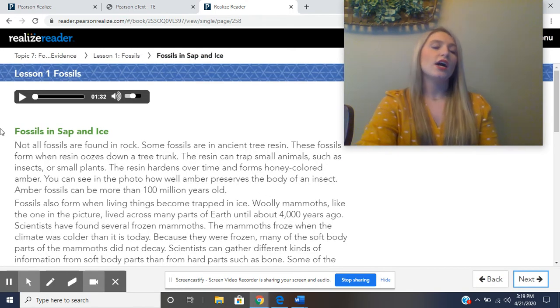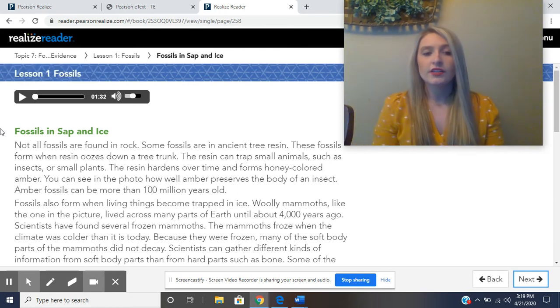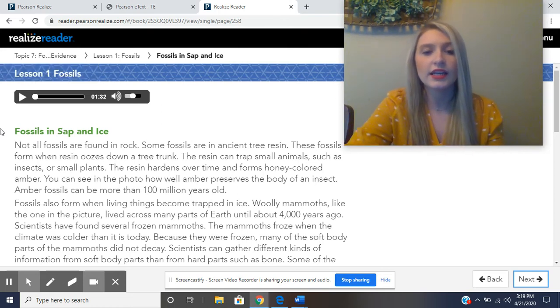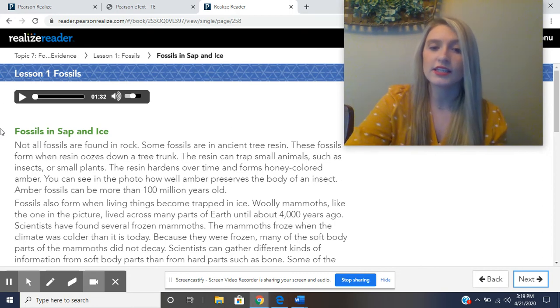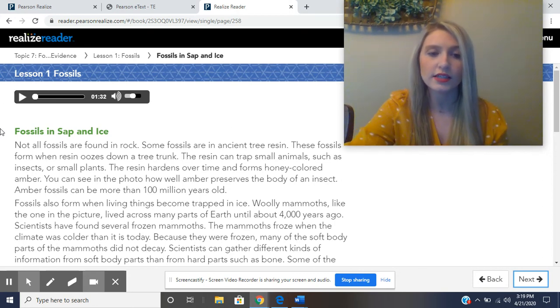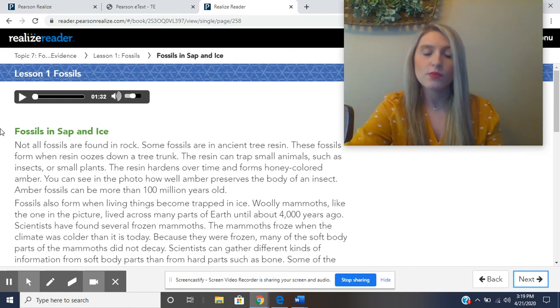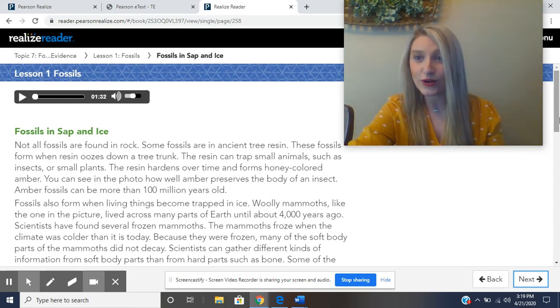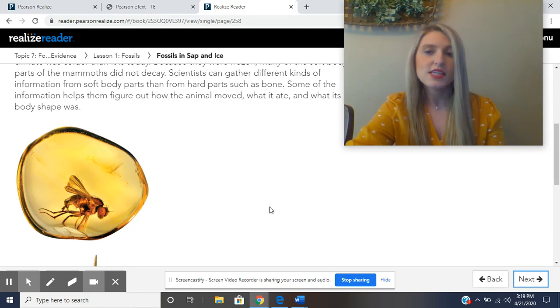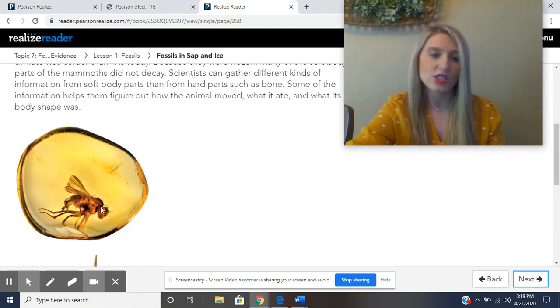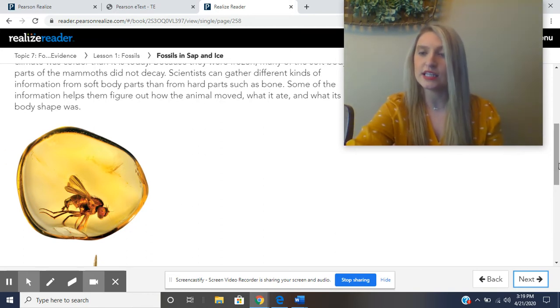All right. So not all fossils are found in rock. Some fossils are in ancient tree resin. The fossils form when resin oozes down a tree trunk. The resin can trap small animals such as insects or small plants. The resin hardens over time and forms honey-colored amber. You can see in the photo how amber preserves the body of an insect. Amber fossils can be more than 100 million years old. Oh my goodness. So here's a picture of this fossil that it's talking about here, and you can see that in your book.